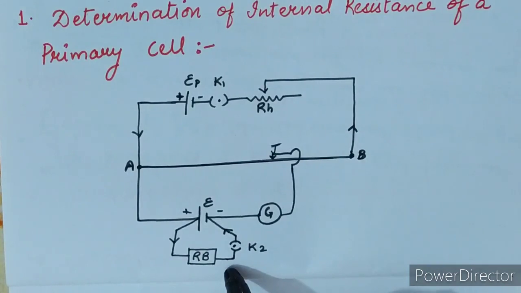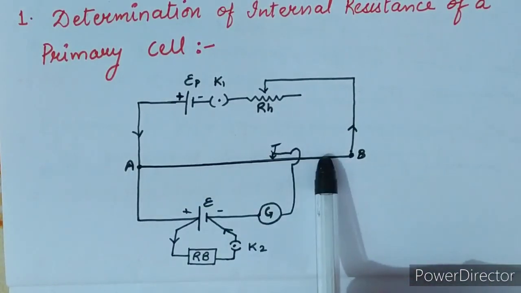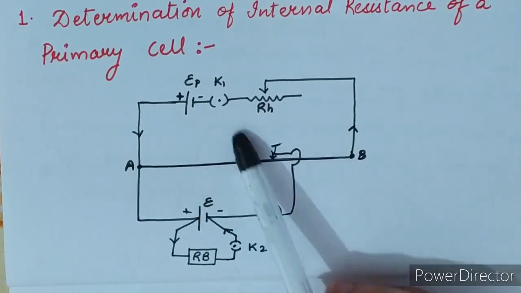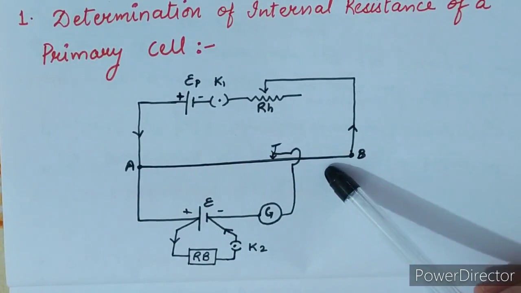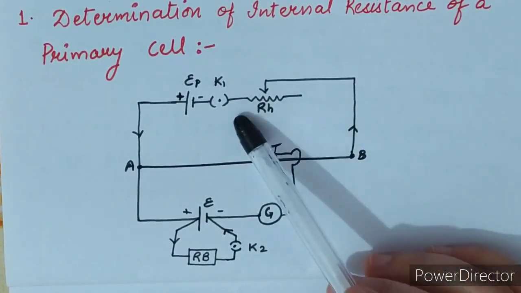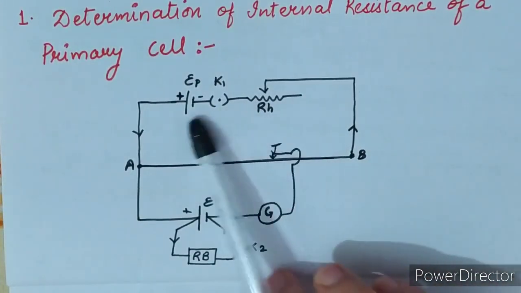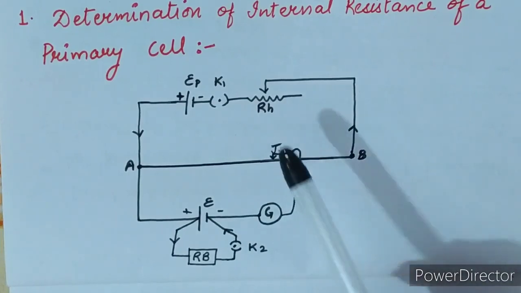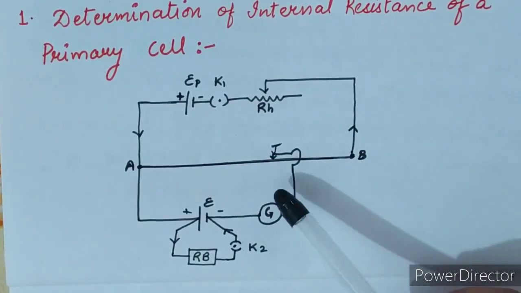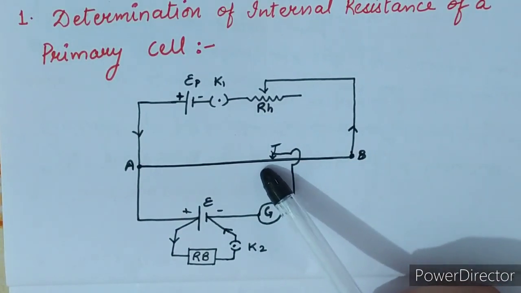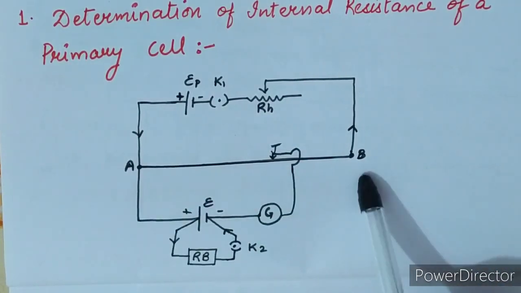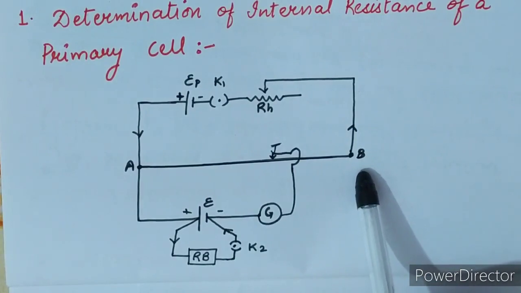The potential drop across the resistance box is balanced by the potentiometer wire, and the balancing length L2 is obtained with the help of sliding the jockey J. First, as we have made this circuit, primary circuit closed and the secondary circuit open, then we have acquired the balancing length L1 by sliding the jockey J on the AB potentiometer wire.